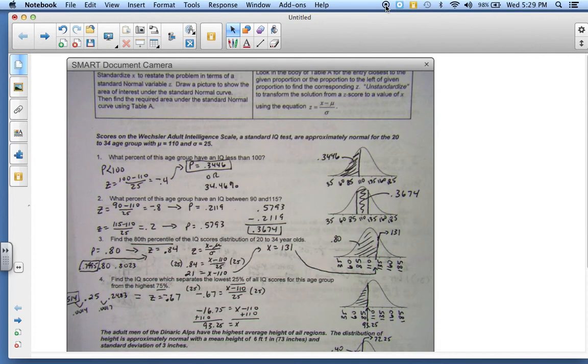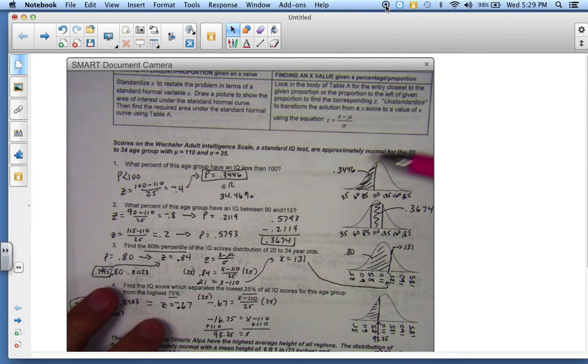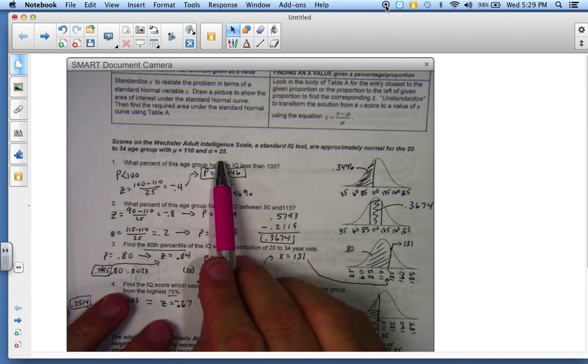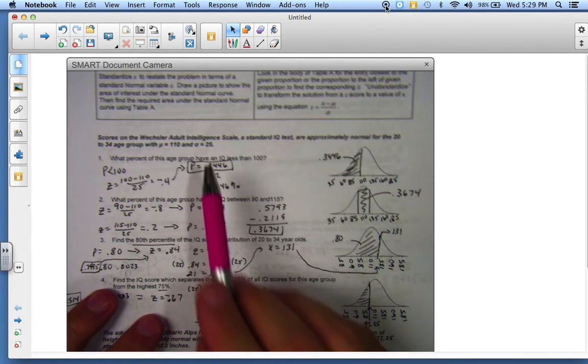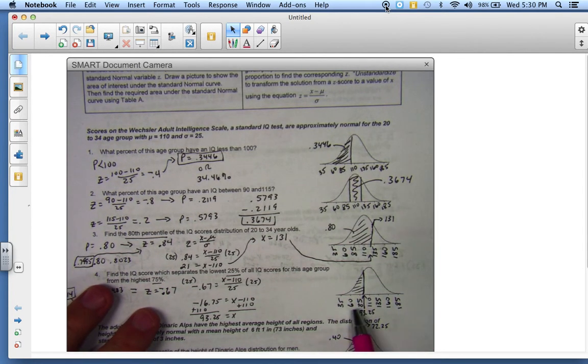Okay, what we have here is we're going to go over these questions real quickly. Now, on this, what you have to do, remember, you have your mu and your standard deviation, okay? You need to make sure you draw your graph, fill it out every single time with the mu and standard deviation. Okay, let's go ahead and go through these answers.